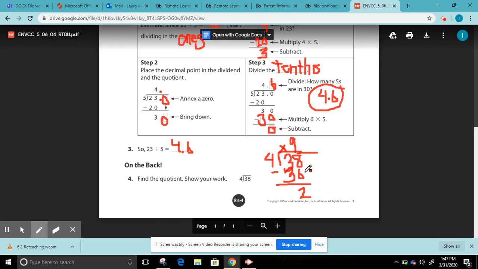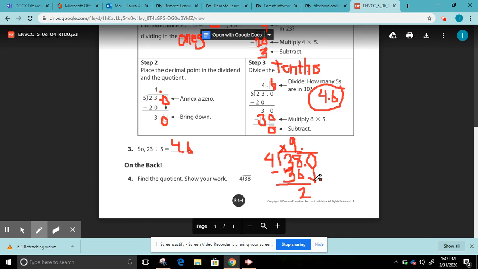I'm not going to have a remainder. I'm going to make my quotient into a decimal. So in order to do that, I have to annex a 0. When I want to annex a 0, I'm going to add the decimal point in my dividend and then add my decimal point up in my quotient in the same exact place. And then I'm going to annex a 0. And then I'm going to bring it down.